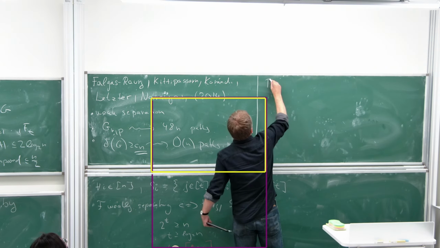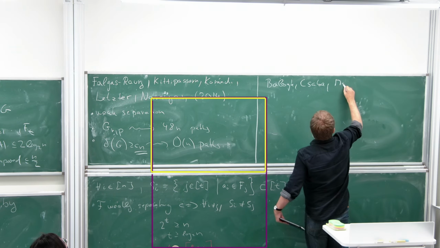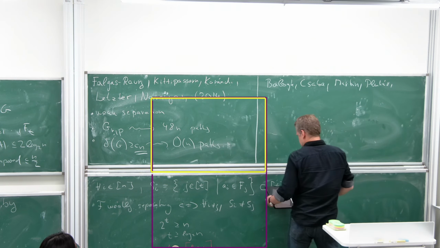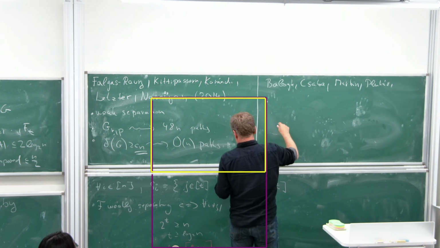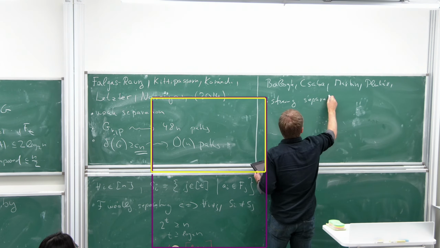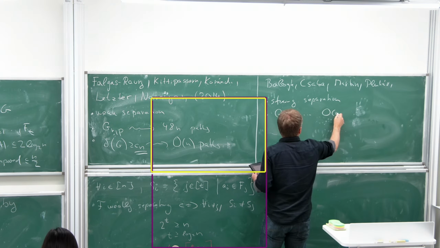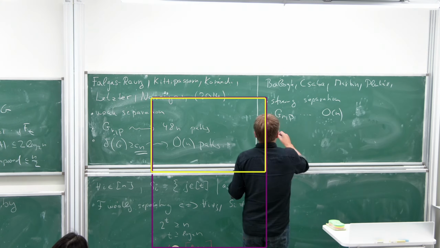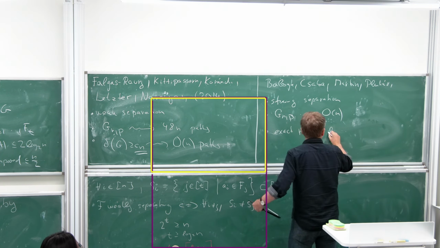Now the other group was Balogh, Csaba, Martin, and Pluhar. Again, among other results, they considered strong separation. They proved for G(n,p) that linearly many edges are sufficient for strong separation, and they did some exact results for some special classes of graphs.